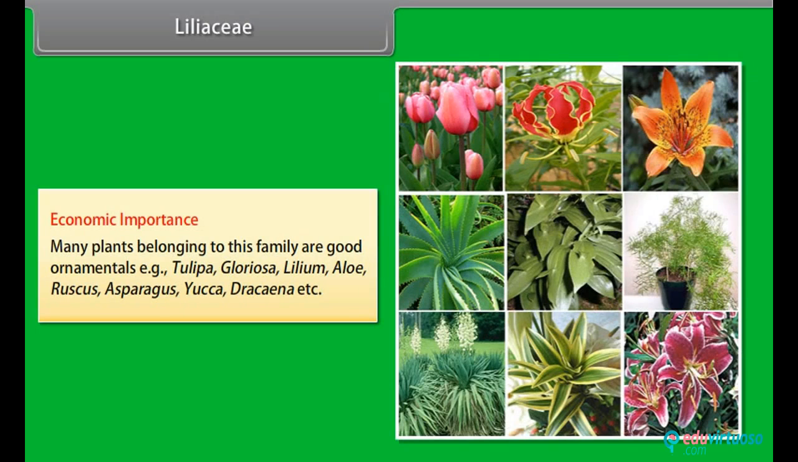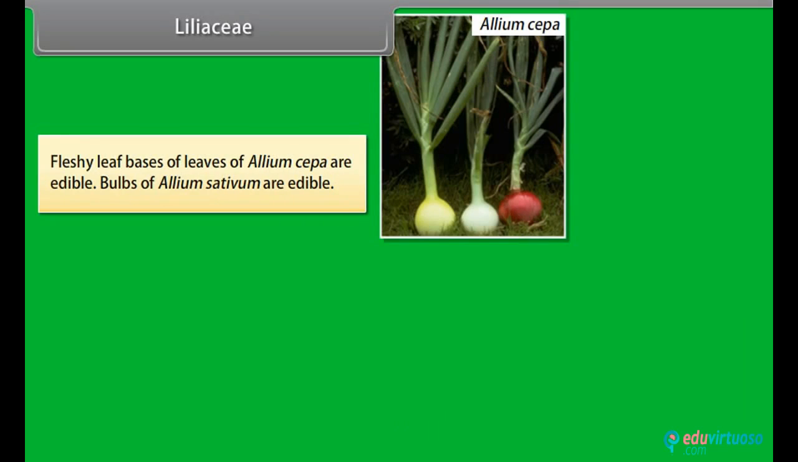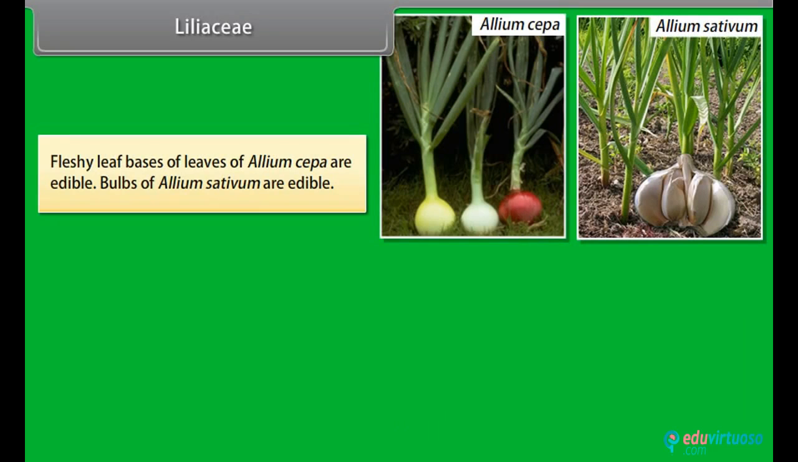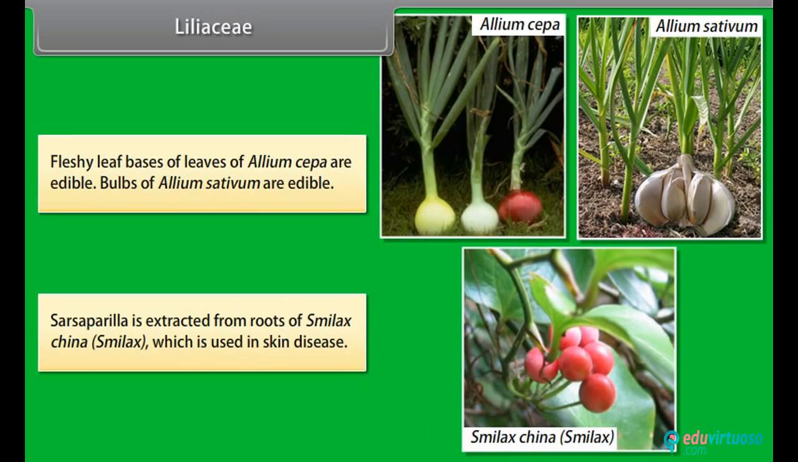Economic importance. Many plants belonging to this family are good ornamentals. For example, Tulipa, Gloriosa, Lilium, Aloe, Ruscus, Asparagus, Yucca, Dracaena, etc. Fleshy leaf bases of leaves of Allium cepa are edible. Bulbs of Allium sativum are edible. Sarsaparilla is extracted from roots of Smilax china, which is used in skin disease.